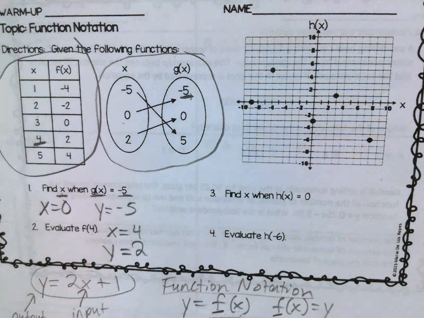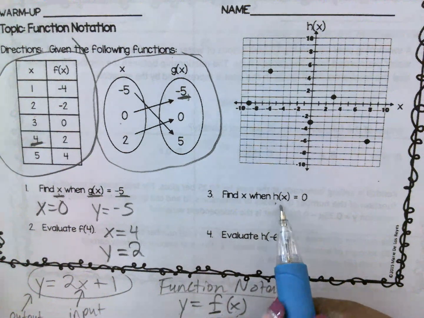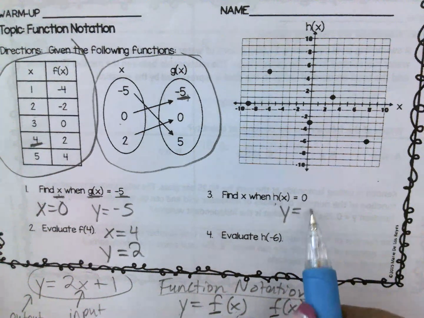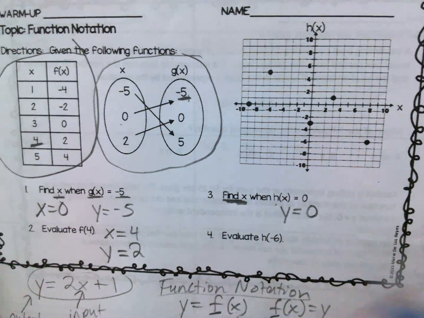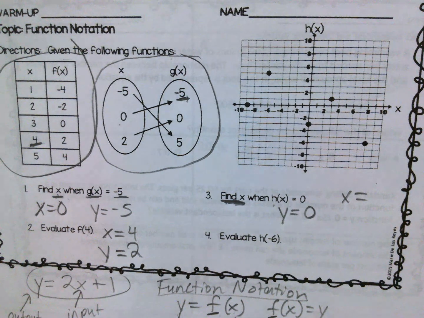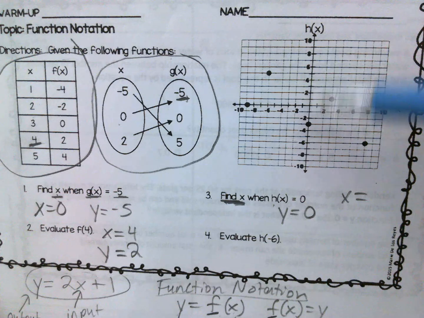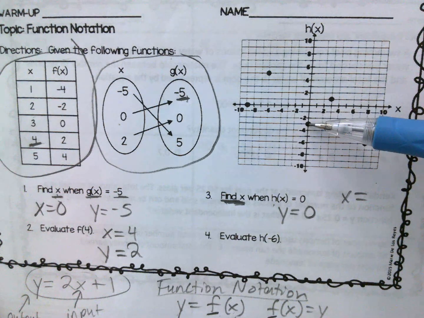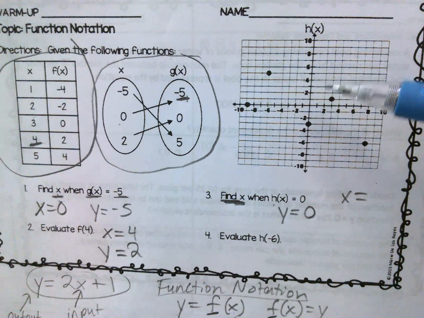All right, good folks. Look at it. H of X is the same as saying Y. So Y here is equal to 0. So they want to know what X is when Y is 0. So let's find when Y is 0. Look at the Y axis where Y is 0. Okay, Y is 0 right here, isn't it? What's the X value? -3.